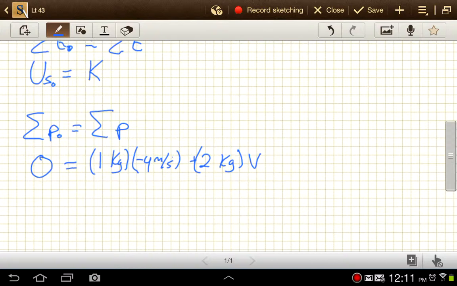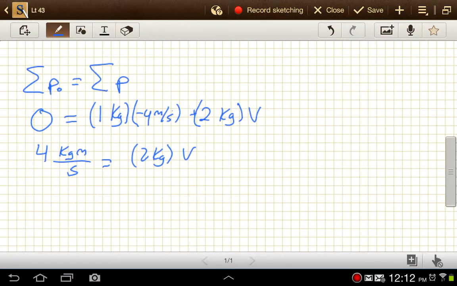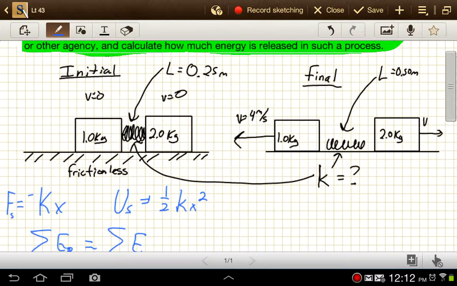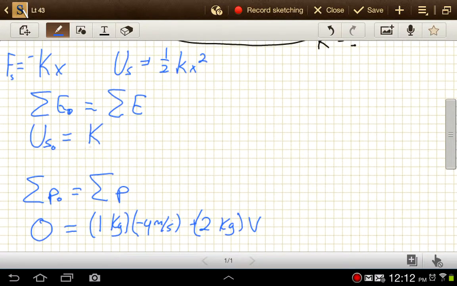Okay, so now we can solve this. We'll have negative 4 kilogram meters per second. I'll add that to both sides. So 4 kilogram meters per second is equal to 2 kilograms times v. When I divide by 2, I get 2 meters per second as the velocity for this second block. So I'll fill that in: 2 meters per second. Alright, now I know the velocity for each of these, so I can figure out what the kinetic energy was.